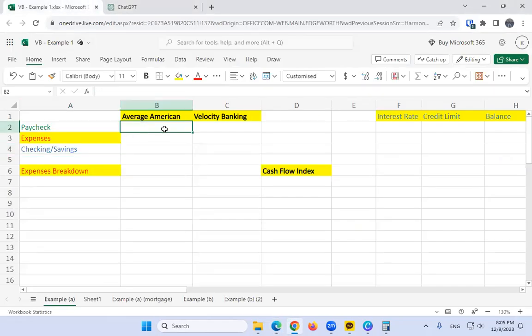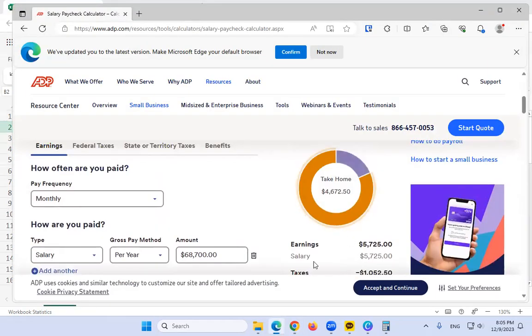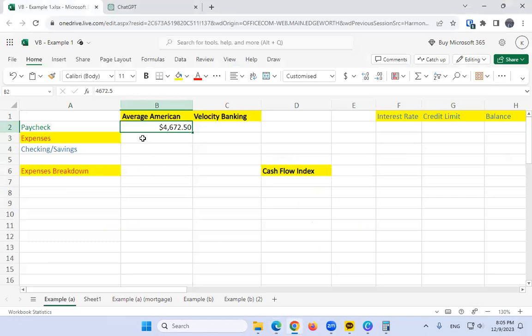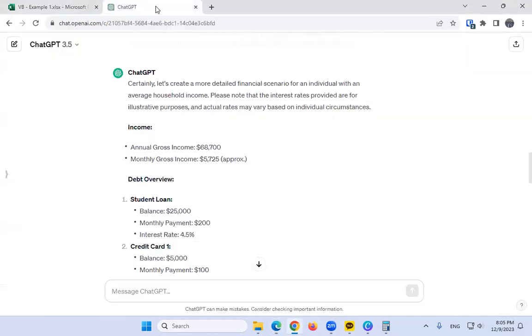I think I've already written it down in the sheet. No, I haven't. So 4,672.5. Let me just check that one more time. 4,672.5. Okay, so that's my take-home pay. And let's do our expense breakdown.